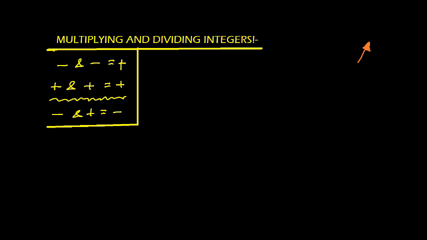So, multiplying and dividing integers. If you already know what integers are, we know that if there is a negative and a negative side by side, it's going to make a positive. If we have a positive and a positive side by side, it's going to equal a positive. And if there is a negative and a positive side by side, it's going to equal a negative.